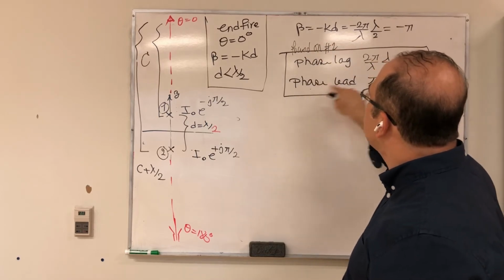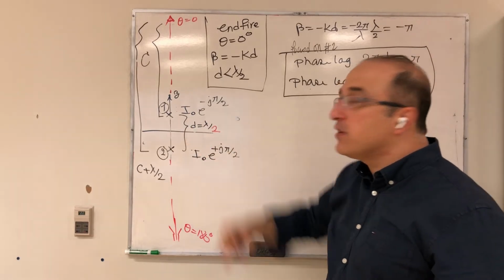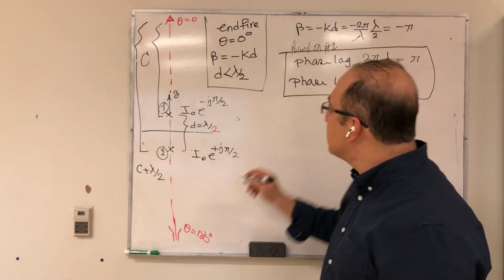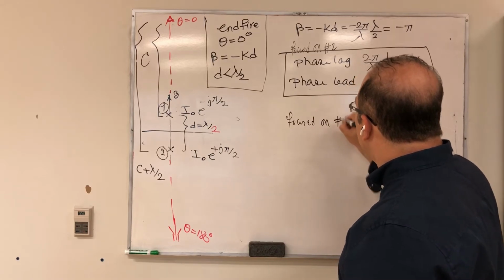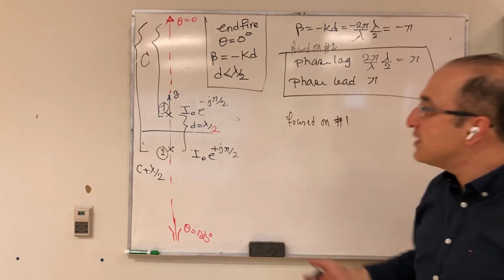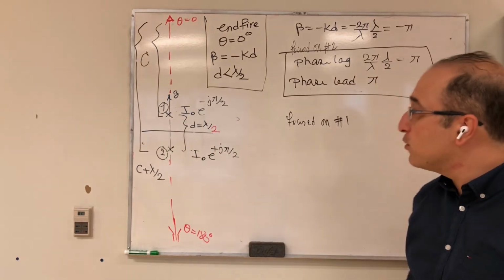So all the lag and phase leads are for antenna number 2 with respect to 1. Now let's do it in reverse. Now let's focus on antenna number 1. Whatever I'm saying now is for antenna number 1 with respect to number 2.